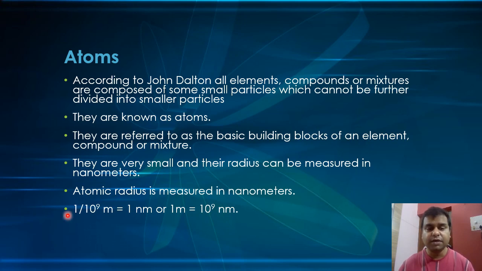Sometimes, instead of writing 1 upon 10 raised to 9 meters, it is also written as 10 raised to minus 9 meters. When you take 10 raised to 9 from the denominator to the numerator, the power of 10 becomes negative to show you that it has come from the denominator. So 10 raised to minus 9 meters is equal to 1 nanometer, or 1 meter is equal to 10 raised to 9 nanometers.